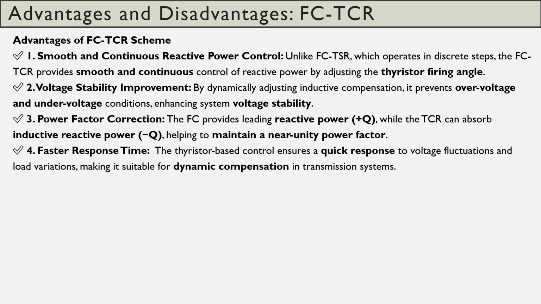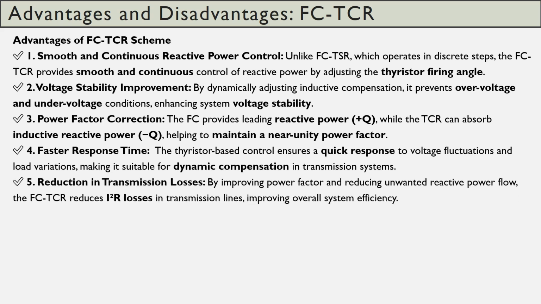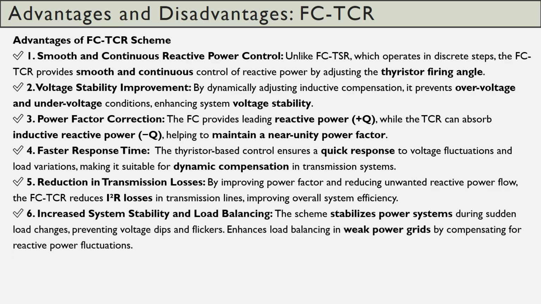Fast response time: it has a quick response as compared to mechanical switching. Then reduction in transmission loss, as reactive power flow is reduced through the line. The reactive current is reduced through the line, hence the losses in the transmission lines are reduced. I square R losses are reduced. Hence, the efficiency of the transmission line increases. Increase in system stability: it increases the transient stability area.